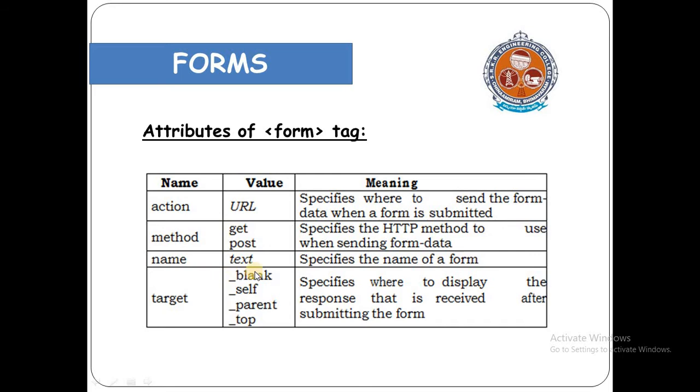Name specifies the name of a form; it just gives the name. This attribute we must give in the form. Next, target specifies where to display the response that is received after submitting the form. After submitting the form, the response can be in the same page, or open in the next page, or in the top, in the same tab or a different tab.